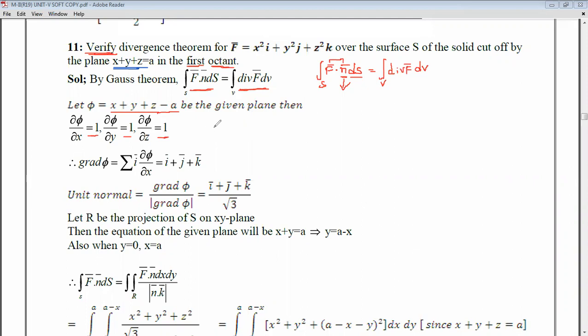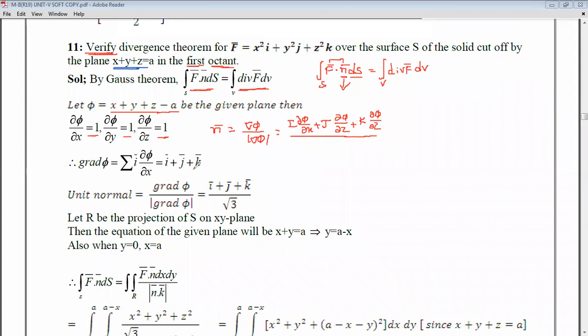Next, calculating n bar, what is the formula we are using? Unit normal vector is nothing but grad phi by the magnitude of grad phi. Here del phi is i dou phi by dou x plus j dou phi by dou y plus k dou phi by dou z, divided by the magnitude of this grad phi.